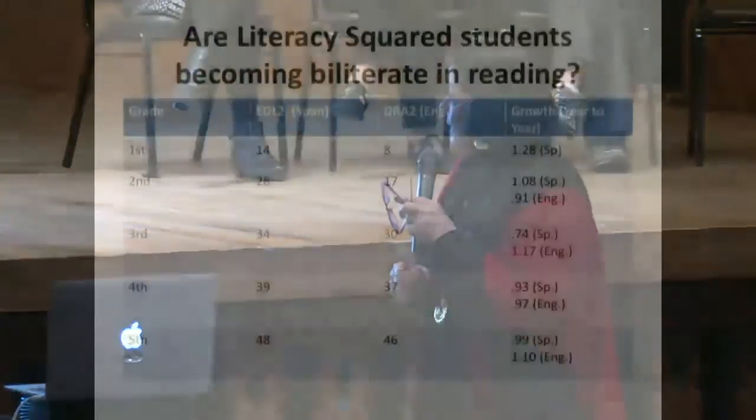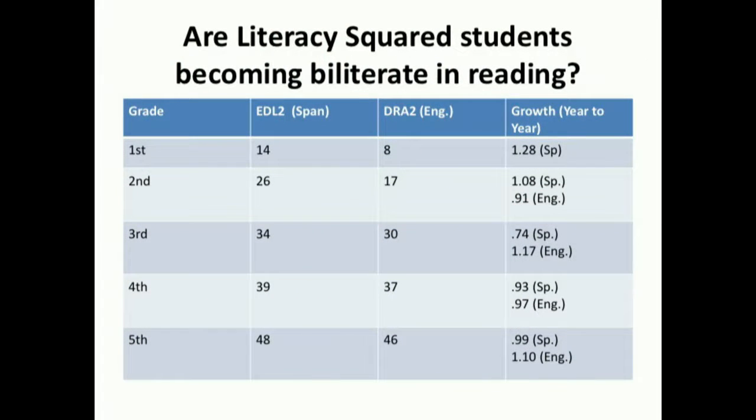Okay, we have miles to go before we sleep. So, this is a data slide from one of the schools where we just finished a longitudinal study on 58 kids. You'll recognize this one, Wendy, you wrote it. If you look at first graders, 14 is the mean in DRA, 14 is the mean in EDL, 8 is the mean in DRA. Now watch, these are the same kids across grade levels.